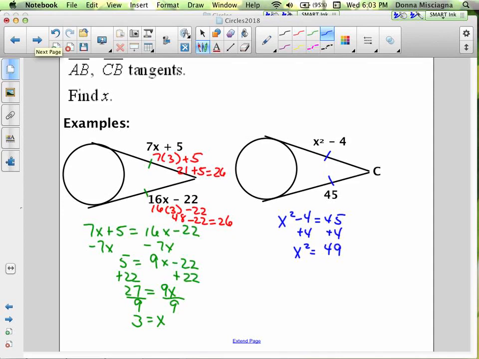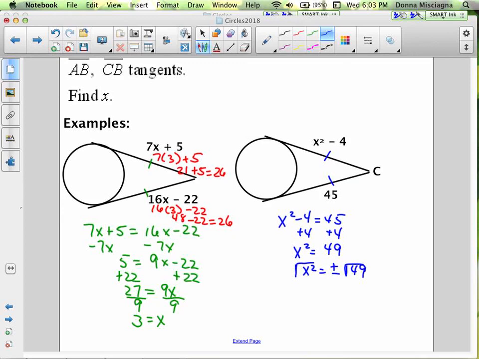Now, x is not exactly a measurement, right? It is an expression that's used to find a measurement, but it's actually not the actual measure of that segment. So when we solve for x squared, we do need to take the positive and the negative square root. The only time we won't is if what we're solving for is just a measurement, like if we're solving for a missing side using the Pythagorean theorem, right? Then we won't do that. Then it has to be the positive value.